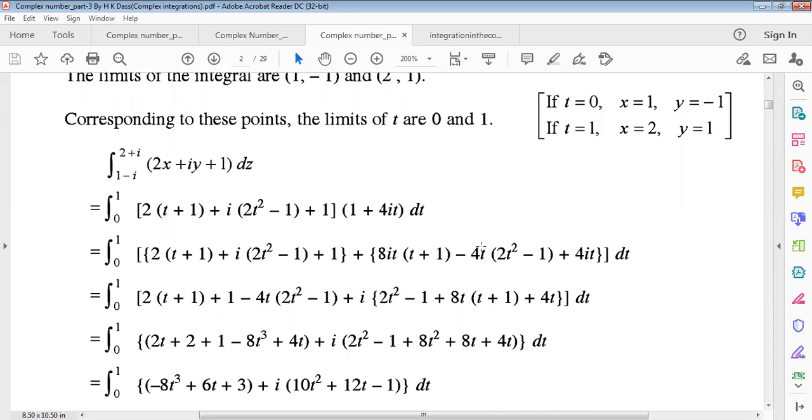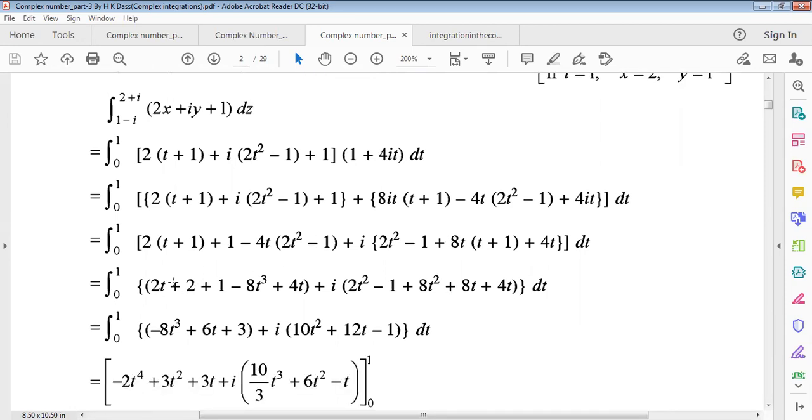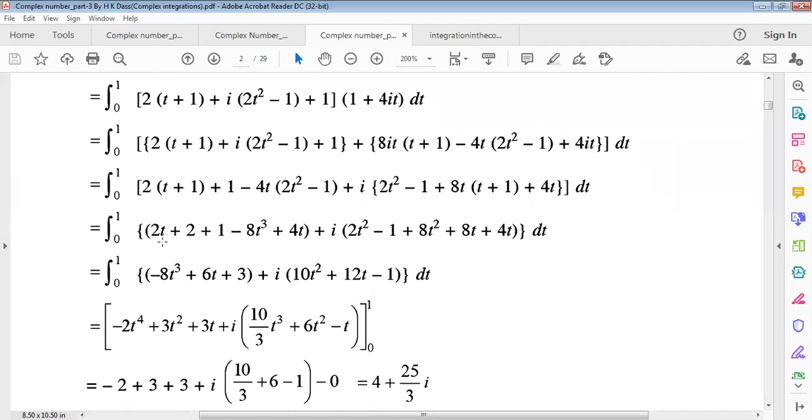This i term will be common. This is the real part and this is the imaginary part. Just simplifying, so this is the real part and this is the imaginary part. Now subtracting and adding, we get this one.